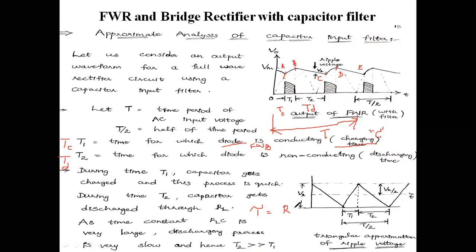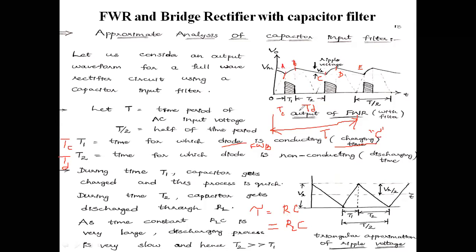Time constant is given by RC, the product of the resistance term and the capacitor term. With respect to the load resistance, I am converting that RC into RLC. Tau is equal to RC, and with respect to load resistance it is given as RLC. As the time constant RLC is very large here, the discharging process is very slow.